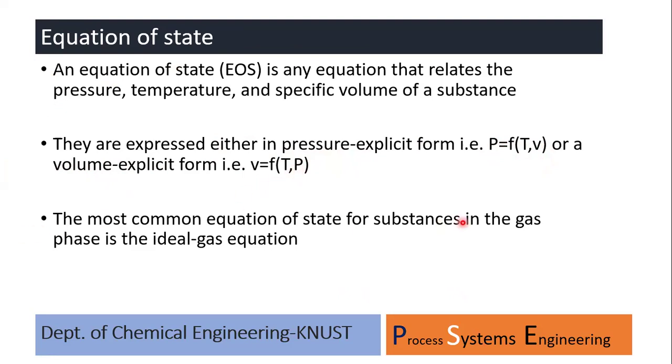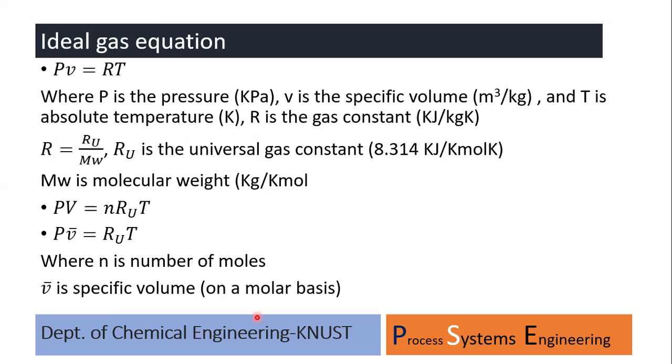And then the most common equation that would fit this is the ideal gas equation. So we know that PV is equal to nRT. In that case, I can make P the subject. If I make P the subject, then pressure is a function of the temperature and the volume. Or I can make V the subject. If I make V the subject, now volume is a function of temperature and pressure. So that's what we are trying to see from here.